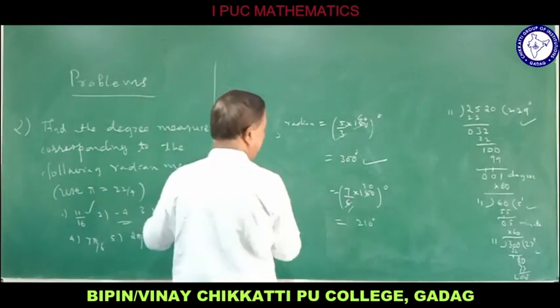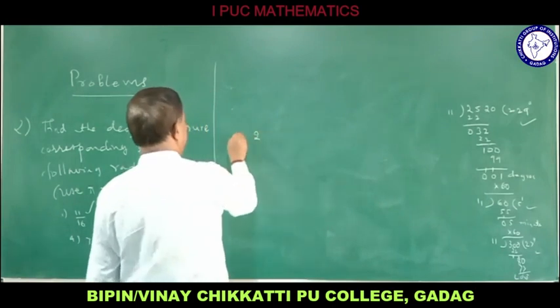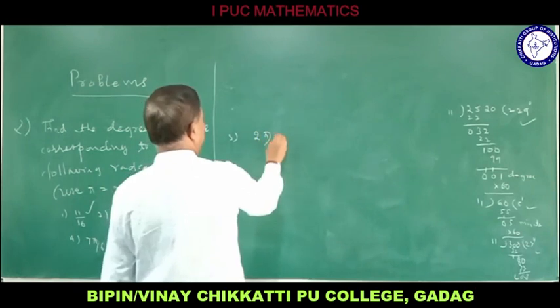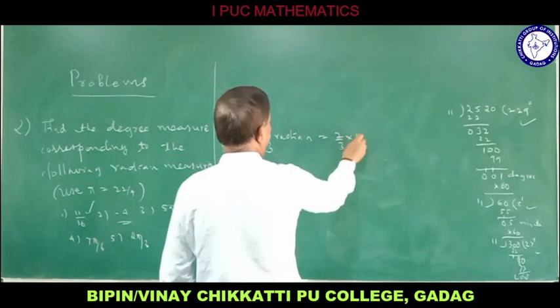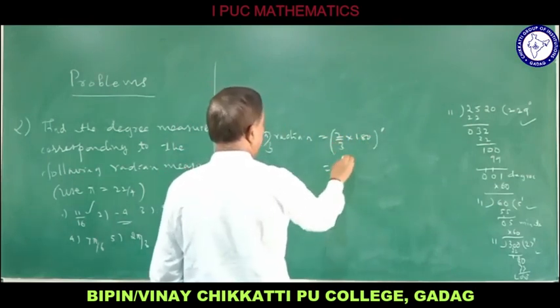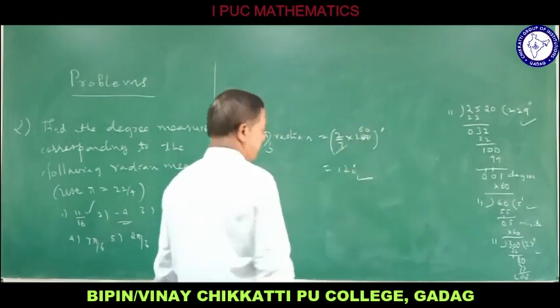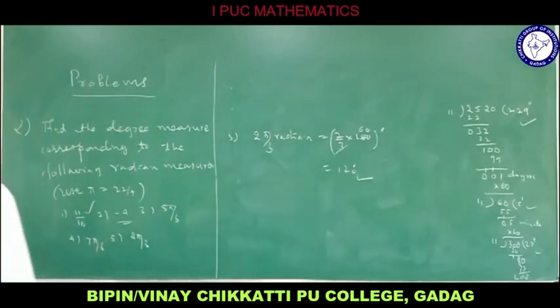I am explaining. So this is the best way to understand this. Number 5, 2 pi by 3 radian. This is 2 by 3, pi means 180 degrees. So what is this? It comes to 120 degrees. So this is the way how we convert degree to radian and radian to degree.